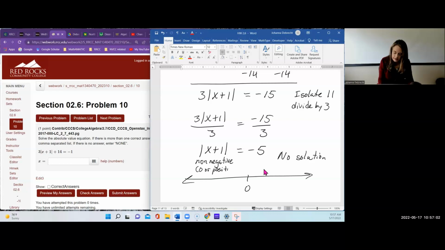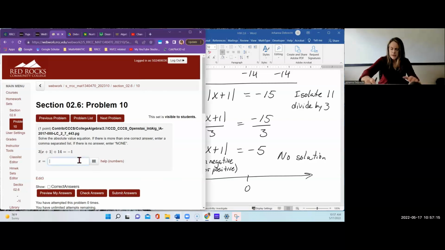This is non-negative because it can be 0 or it can be positive. And the right side is a negative. Well, there's no way that's equal. If it's not negative, it can't be negative. And so there's no solution. Up here, we're to enter the word none if there's no solution.